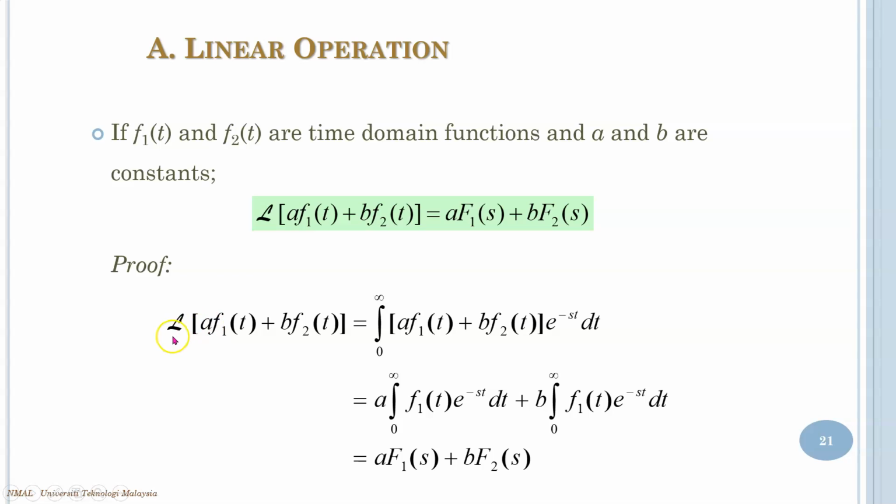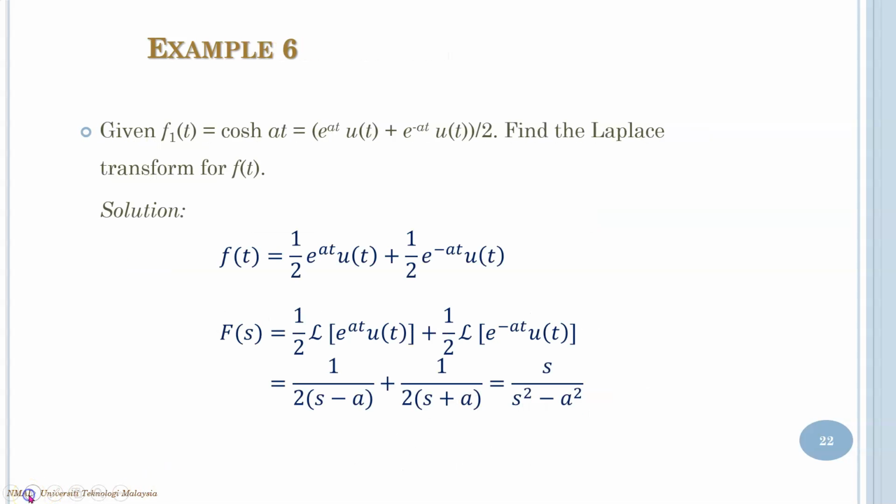This is the proof of how you obtain the Laplace domain expression from the Laplace transform of the time domain. I'm not going to go through it one by one, but basically it shows the integration being done for one part first, which is f1, and then another integration for f2, and then you will obtain a F1(s) plus b F2(s). So this is the linear operation.